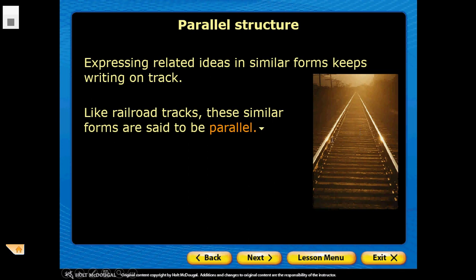Parallel. Very good lines here. So this is a railroad track. What can you see here, Anthony? Yeah, similar parallel tracks of a train. Very good.